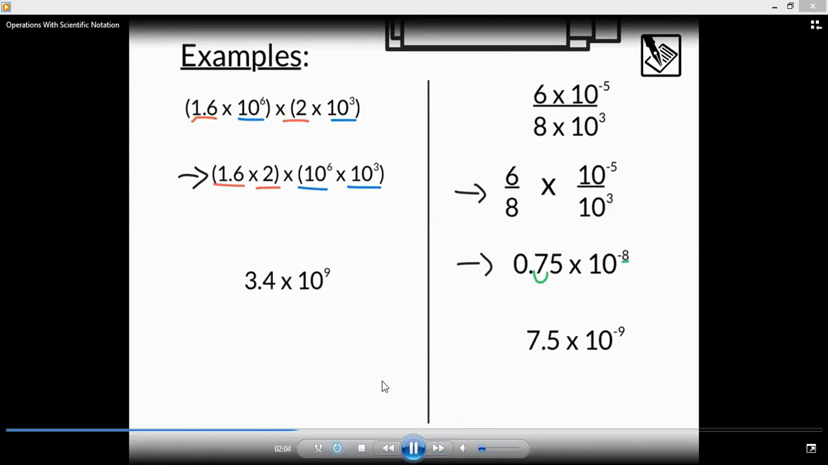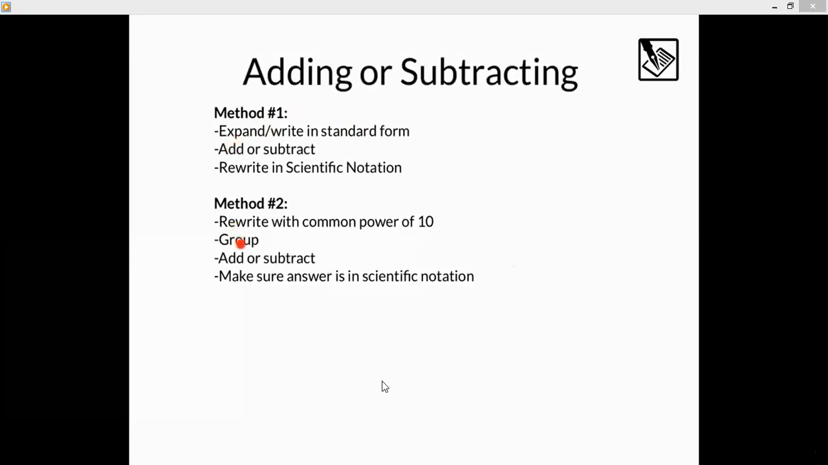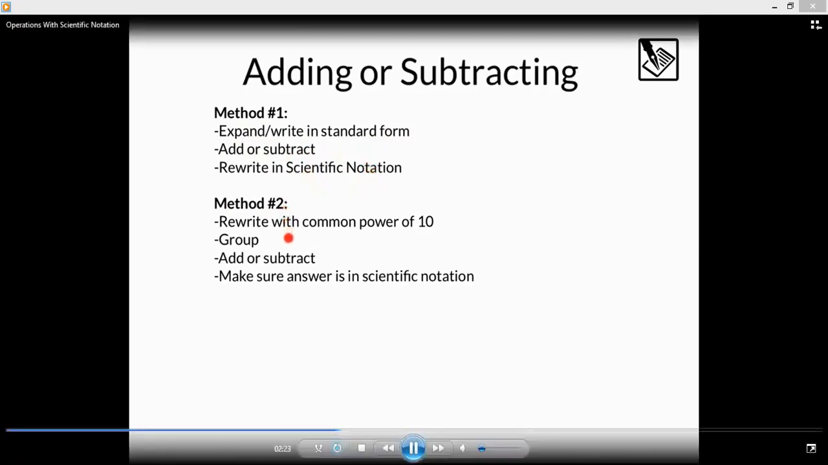So this is for multiplication and division. We will move to the next part, which is adding or subtracting. We have two different methods. The first method: expand, write in standard form, add or subtract, and rewrite in scientific notation. We can expand the number and write it in standard form, which means I'm going to remove the power of 10 and write the number with zeros. We will add or subtract, and then rewrite again in scientific notation.